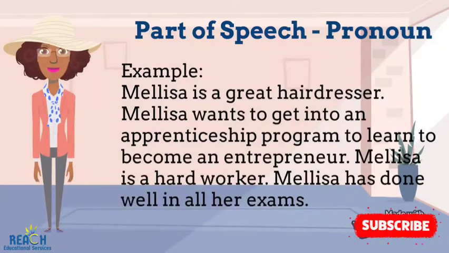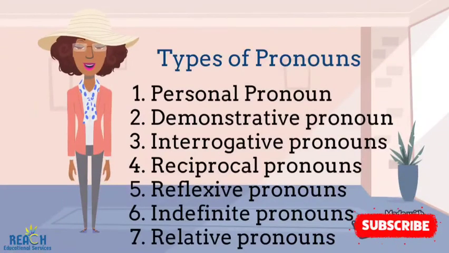helps make your sentence. Amazing learners, we're now looking at pronouns and types of pronouns. There are actually 7 types of pronouns. You have personal pronoun, demonstrative pronoun, you have the interrogative pronoun, the reciprocal pronouns, reflexive pronouns, indefinite pronouns, and relative pronouns. Now, you may be saying, wow, that's a lot, and you're confused, but don't worry about it.